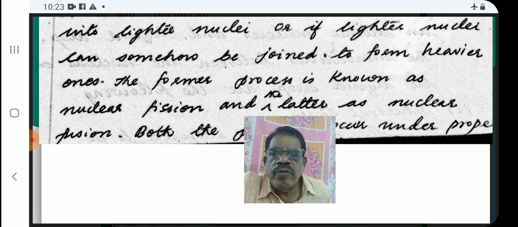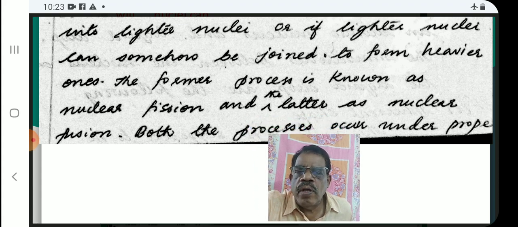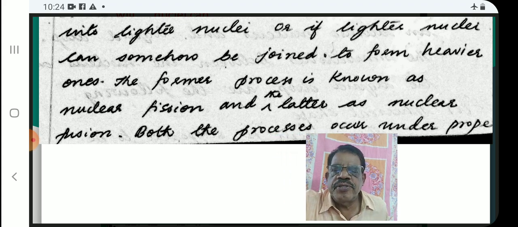The former process is known as nuclear fission and the latter is nuclear fusion. Both the processes occur under proper circumstances.